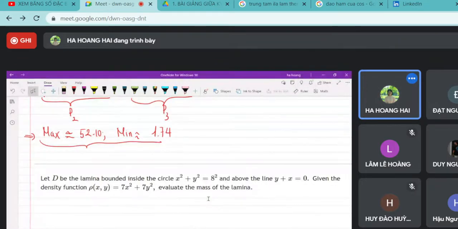Okay, so how do we find the mass of this laminar? The laminar here takes the shape of a circle and above the line, and is given the density function. Evaluate the mass of the laminar. Let's recall that the mass here we find by computing the double integral of the density function rho(x,y) dA.